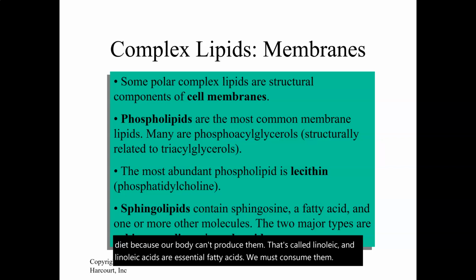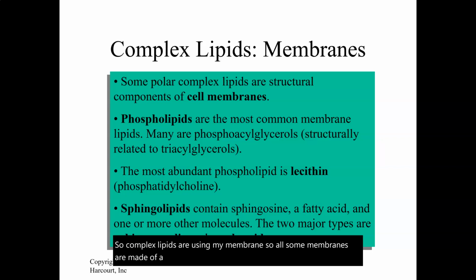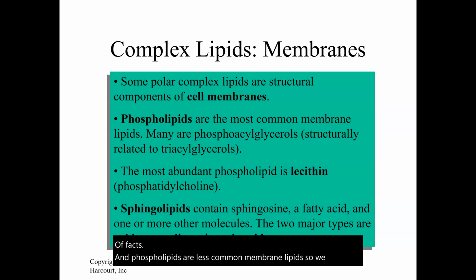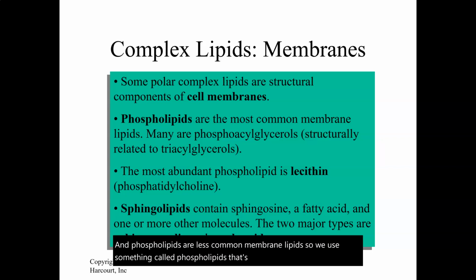So complex lipids are used in our membranes. All our cell membranes are made of a very complicated structure of fats, and phospholipids are the most common membrane lipids. So we use something called phospholipids. That's a fat that has phosphorus in it, and the most abundant phospholipid that we use in our body is lecithin. And there's also some that are used in other areas of our body called the sphingolipids.